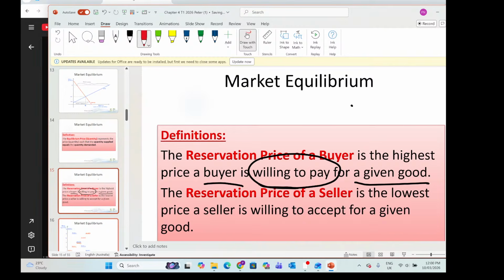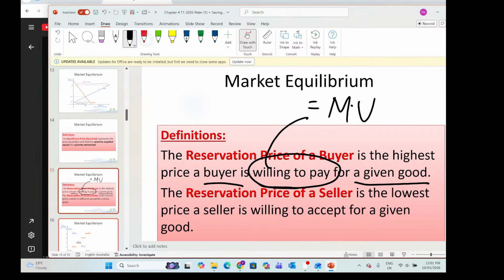And this reservation price that they are willing to pay is equal to their marginal utility, equal to how much satisfaction the buyer is getting from the product. So if something gives you a lot of satisfaction, you really enjoy it, or you really need it, you're going to be prepared to pay more for it. If something is less satisfying, it's lower quality, or you kind of like it, but you don't crave it, your reservation price will be lower.